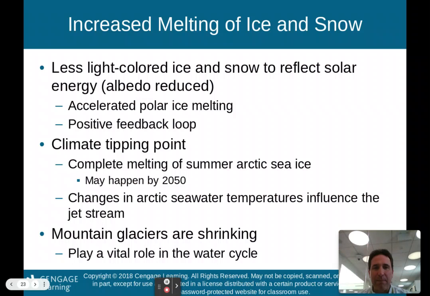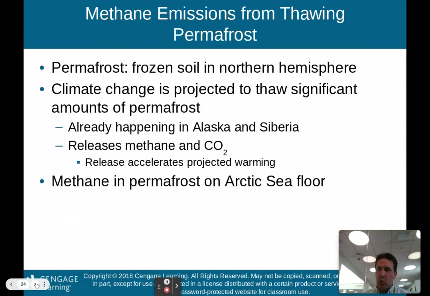Again, these are those climate tipping points, and the changes in Arctic seawater temperature actually influence the jet stream, which again influences the type of weather that certain areas have. And this is why we could be seeing more extreme weather in different parts of the world than we're used to. In addition, mountain glaciers are shrinking. They play a vital role in the water cycle, so we may be messing with that as well.